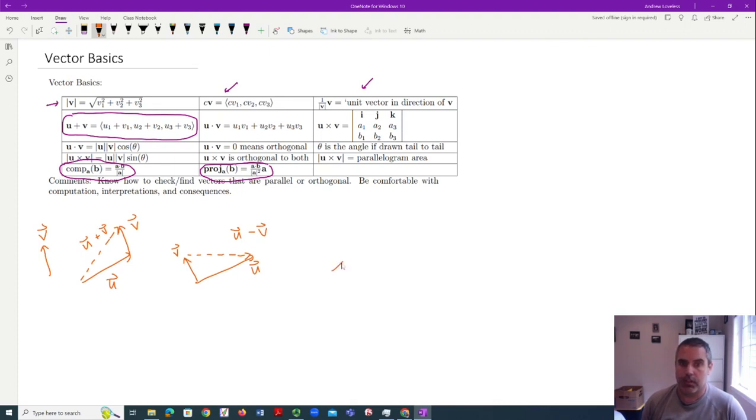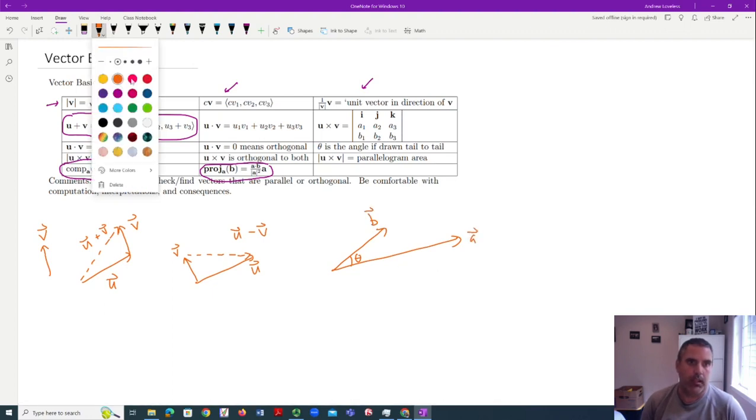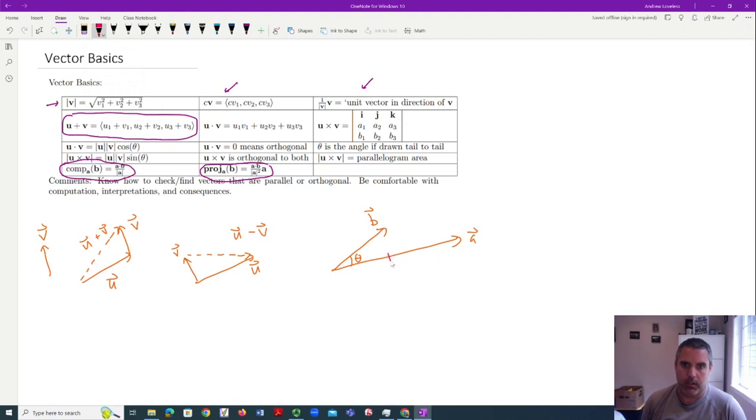We saw occasionally that we needed to use projection, and projection was if you drew them tail to tail, and this is B and this is A, there were 2 questions we asked. One was, how long is this? So if you come straight down and form a perpendicular, what is the length of this? And that ended up being A dot B over the magnitude of A. We called that the component projection. It's just a length, a number, of B onto A.